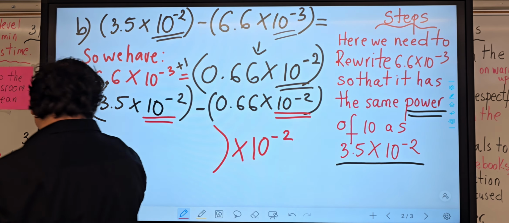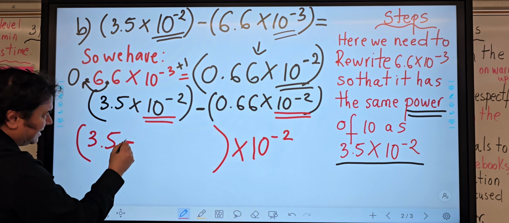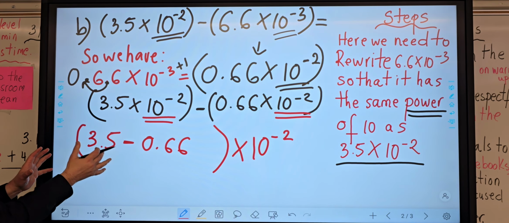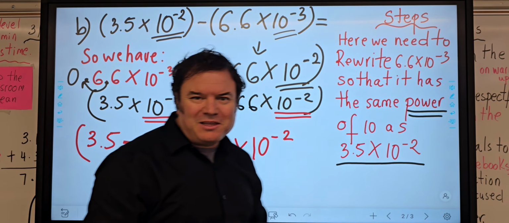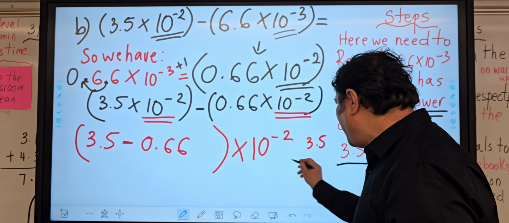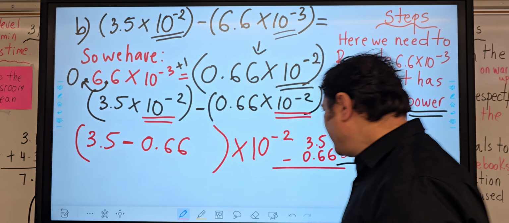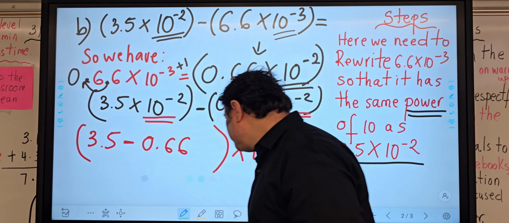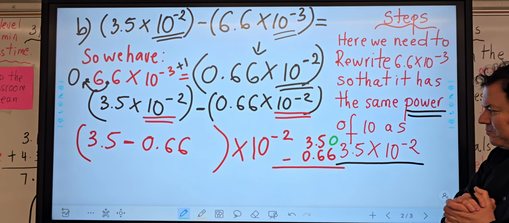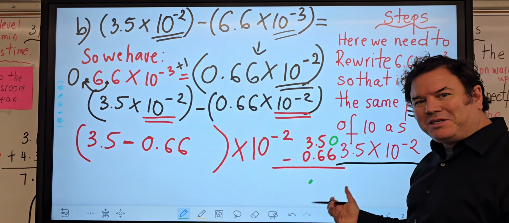And now, inside of the parenthesis, we have 3.5 minus 0.66. Let's do this operation and then get the final answer. So we have 3.5 minus 0.66. And remember, in this case, we need to add the placeholder, the 0, right there. And bring down the decimal point right away. And let's do the subtraction.